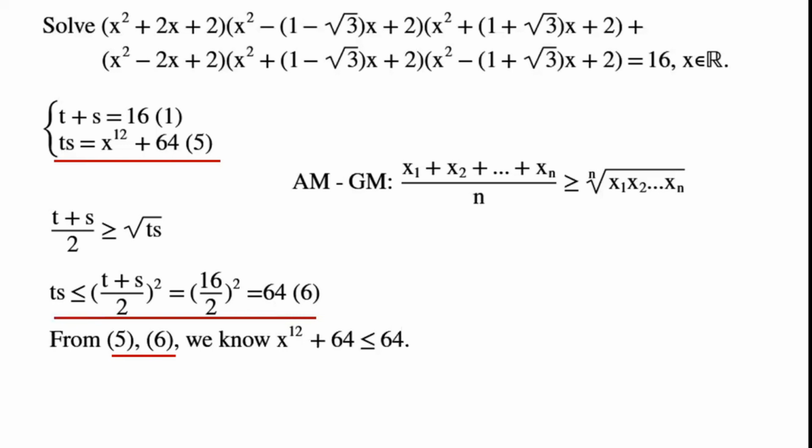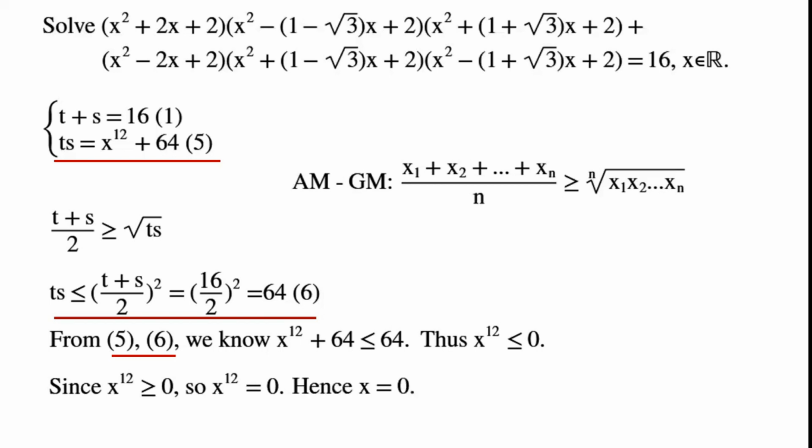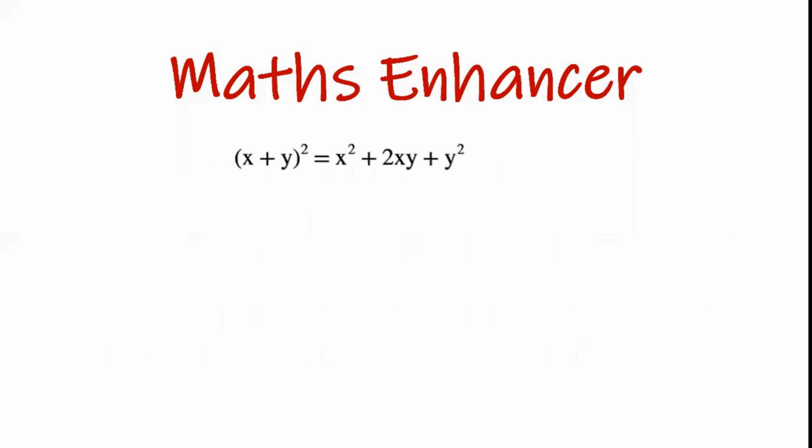From equations 5, 6, we know x to the power of 12 plus 64 is less than or equal to 64. Thus, x to the power of 12 is less than or equal to 0. Since x to the power of 12 is greater than or equal to 0, x to the power of 12 equals 0. Hence, x equals 0.